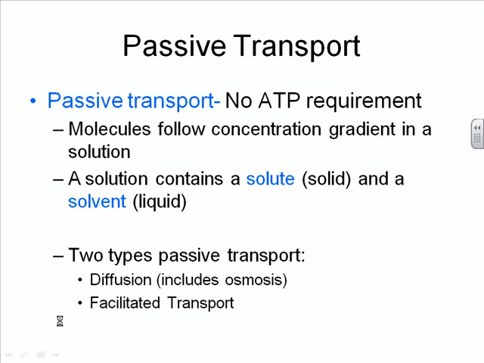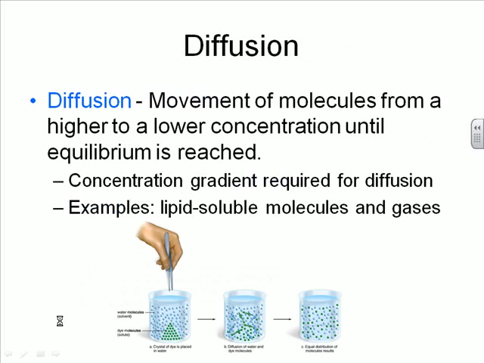So we're going to look at two types. Diffusion, and we're going to talk about a special type of diffusion called osmosis. And then we're going to look at facilitated transport. Start with diffusion.